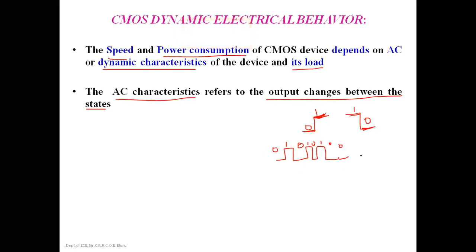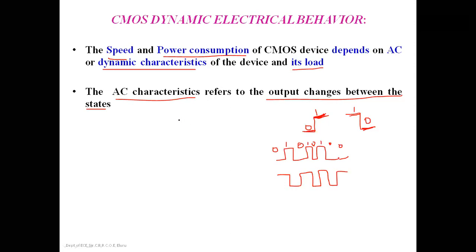So if you apply a series of pulses to the CMOS inverter, what about the output of the CMOS inverter? The output has to change its state between the two states here. The two states are 0 and 1. So for the corresponding input of 0, the output is 1, and for the input 1, the output is 0. So it is quite opposite to the input.